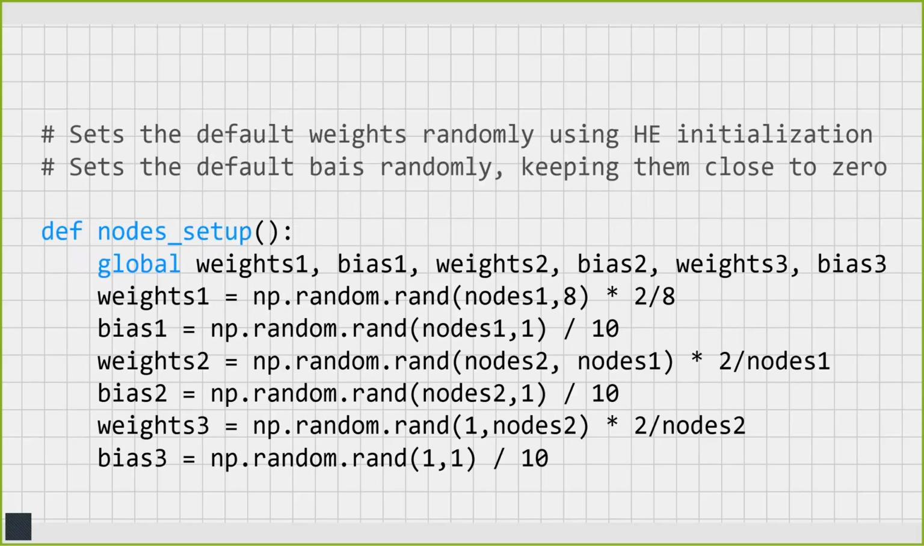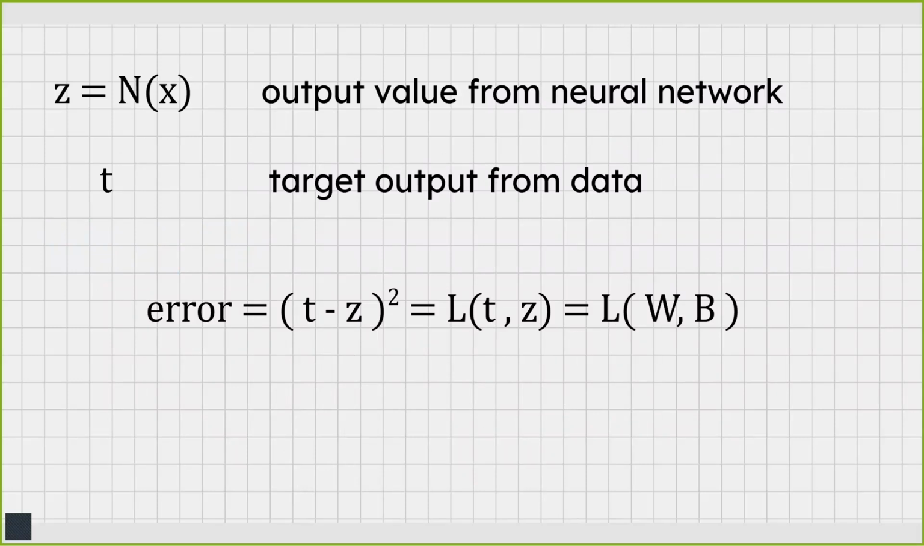To find an optimal setting for the weights, first we set them randomly. Within the code, the node setup function randomly sets all the weights and biases using HE initialization. Next, a forward pass is done on a row of data and output value calculated.